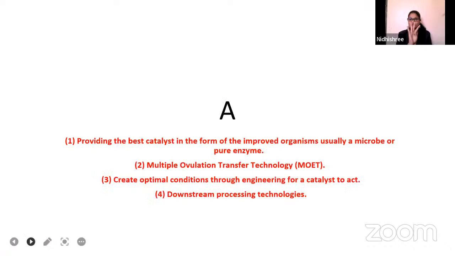So basically we have four critical areas related to research in biotechnology. The first one is providing the best catalyst in the form of an improved organism, usually a microbe or a pure enzyme. The second one is multiple ovulation transfer technology, MOET. The third one is creating optimal conditions, which you selected as option A. The fourth one is downstream processing technology. So these are the four basic critical research areas in biotechnology.